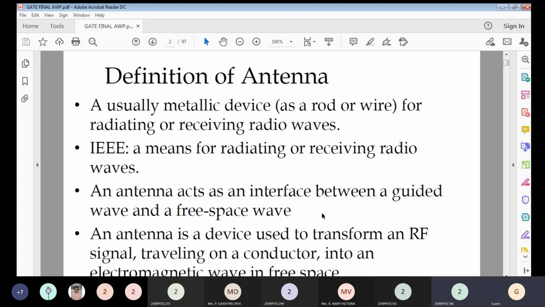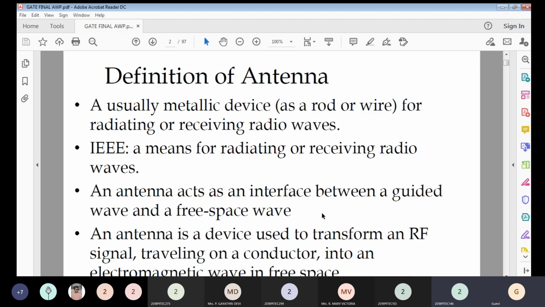Before we go into the antenna concept, we have to know the fundamental concepts. What are the topics they have given in the syllabus? Apart from that, you have to know the basic combination of antenna fundamental concepts. So before we go into our antenna concept, we'll see the backbone for the antenna concept.